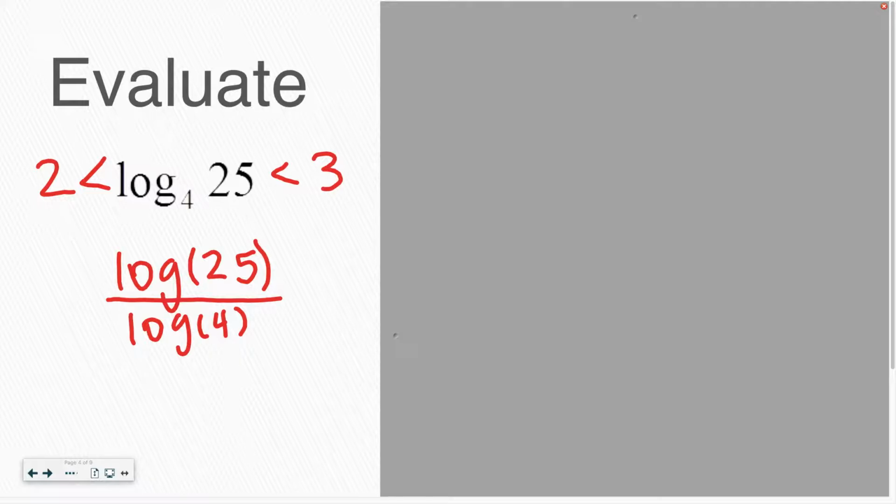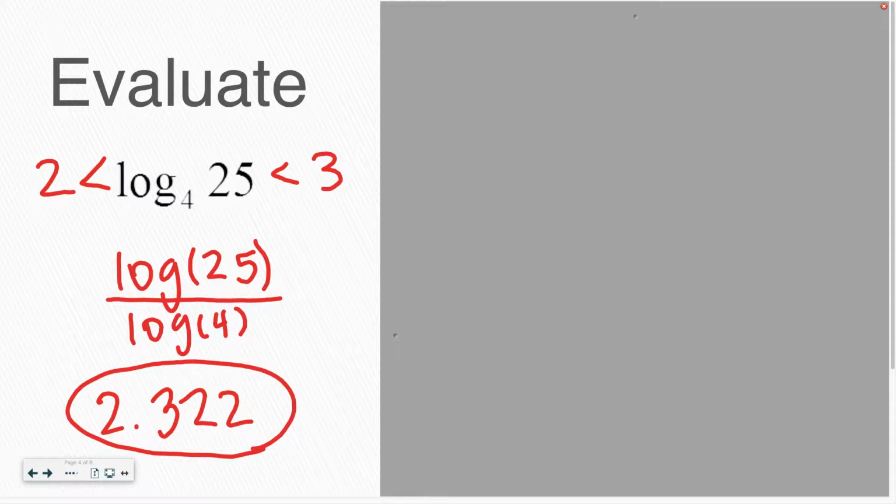You are, but you need to know how this works. Okay. All right, what do we get? 2.322. And that's in between 2 and 3? Yeah. Cool. We do that. I'll ask for, in this case, 3 decimal places would be good.